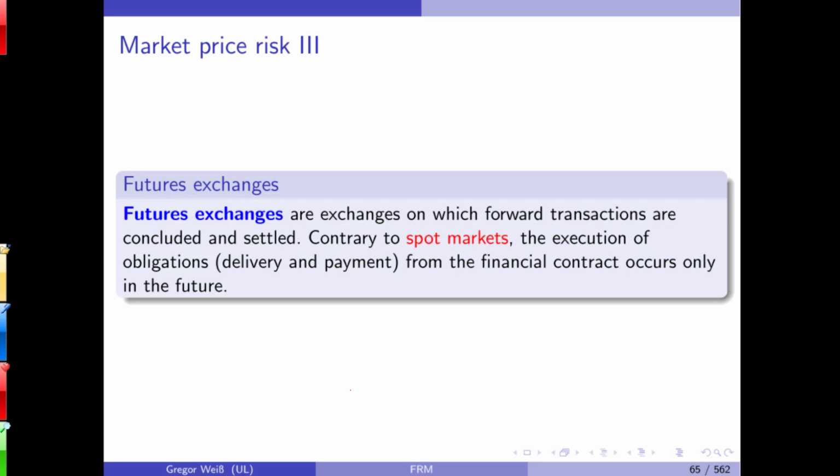In German, we have slightly different words. Kassamarkt, so Spotmarkt, Kassapreis, oder dann eben der Forwardpreis. On forward market. So contrary to spot markets, in a forward contract or a future, that's the exchange traded variant of a forward contract, execution of obligations, delivery and payment are in the future. So you can buy something now, you agree on a price now, but you only have to pay later.